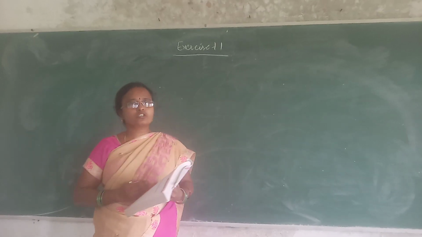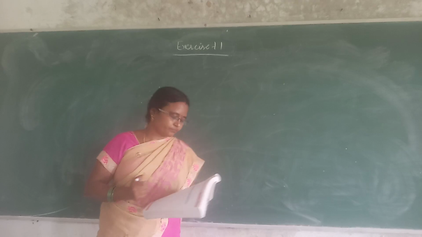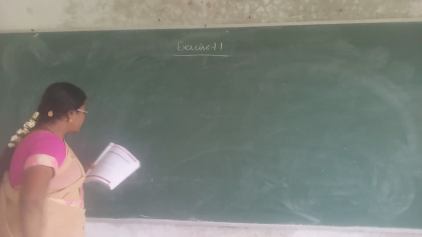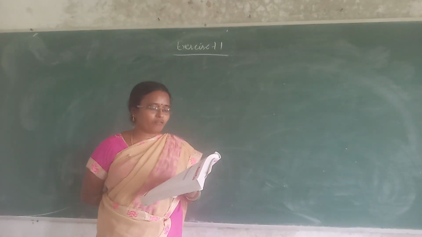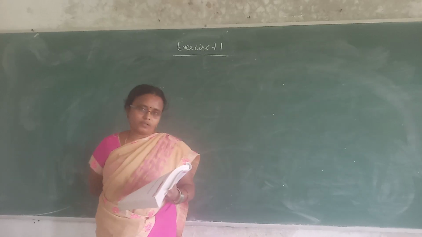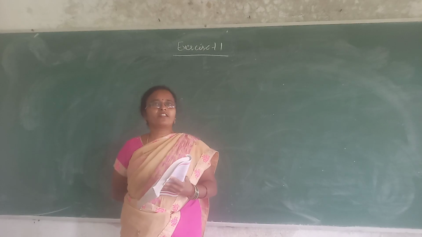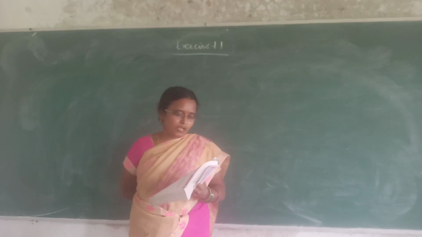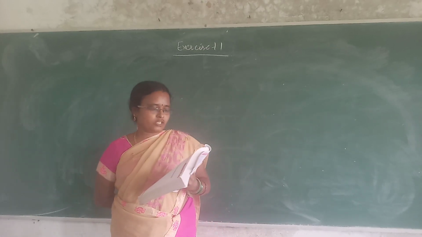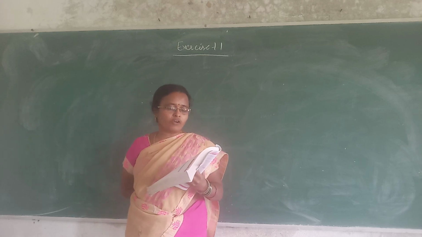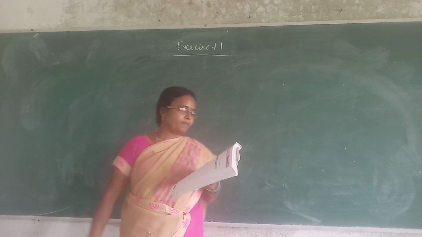Now, we are going to solve the problems of the first bit. In the first bit, name the property involved in the following examples. For this one, I will explain orally, and for the other problems, I will make you solve them. In the first bit, see here, the first one: 8 by 5 plus 0 is equal to 8 by 5, which is equal to 0 plus 8 by 5.